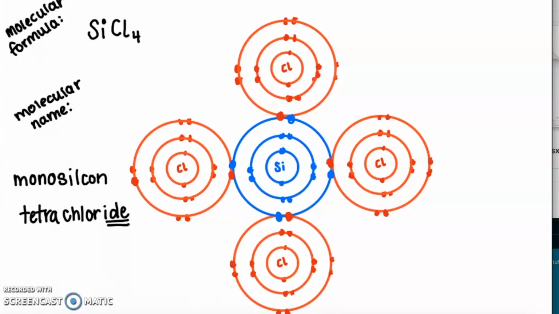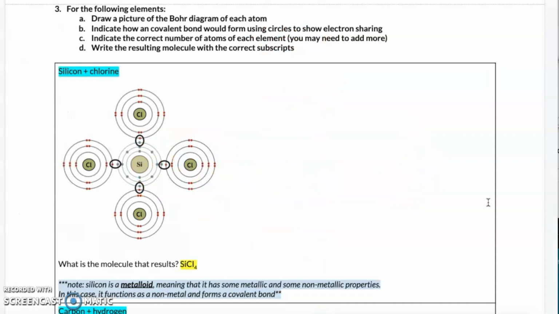Another thing that we do is if mono is in the first atom's name, we usually drop it. It's almost like how there was an invisible 1 in my subscript up here. There's an invisible mono in the name down here. So really, we would say silicon tetrachloride. And that, of course, is recorded in number 3 on your homework.